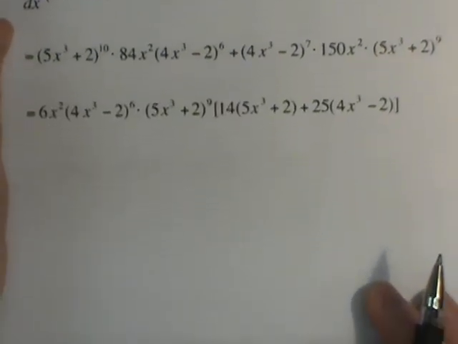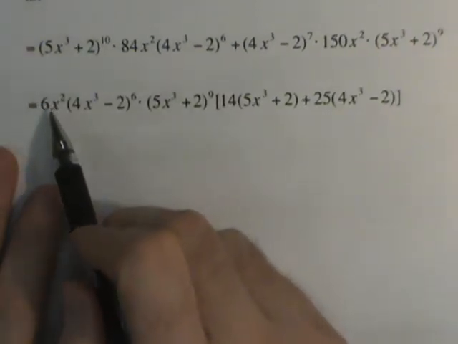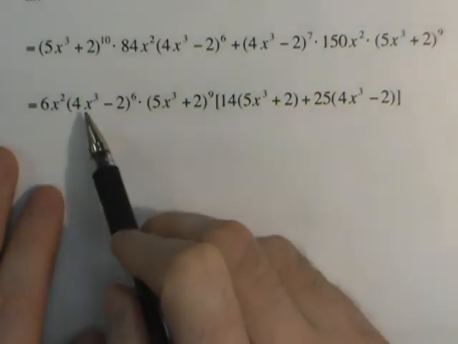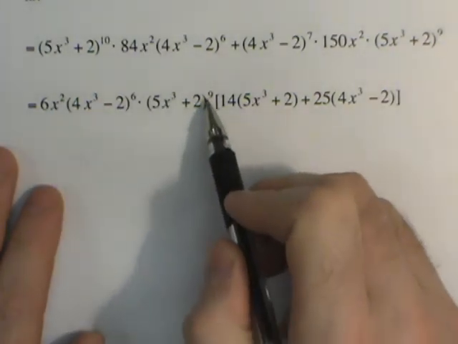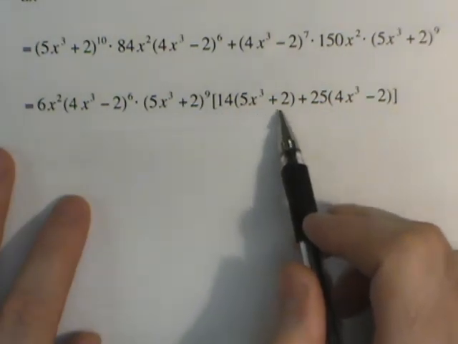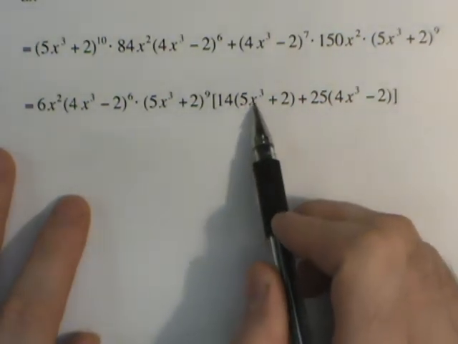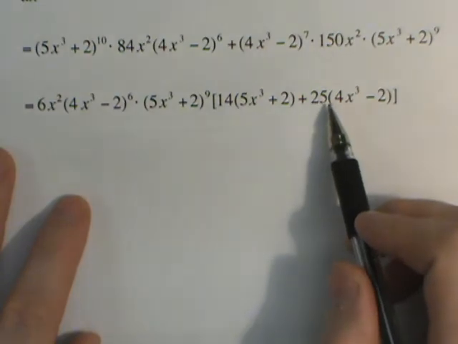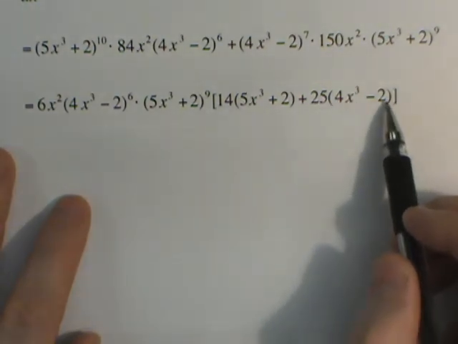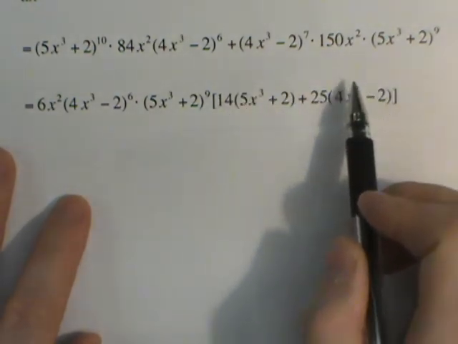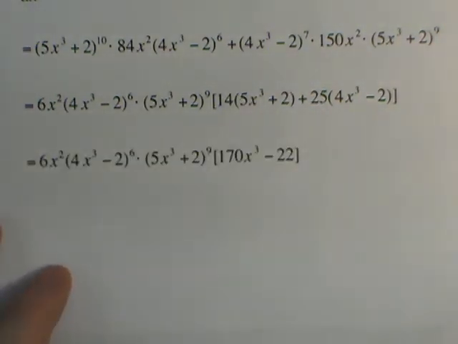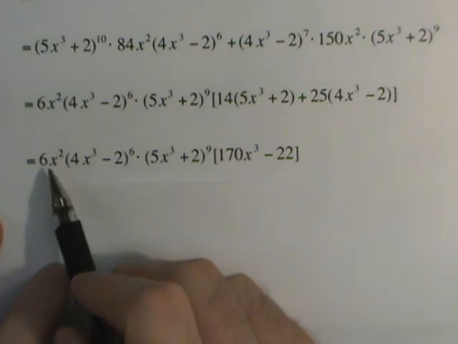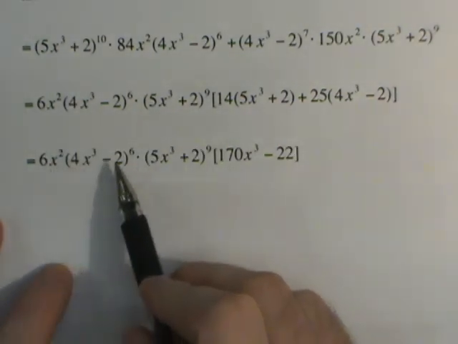As I pull out what they have in common, I factor out a 6x squared, a 4x cubed minus 2 raised to the 6th, a 5x cubed plus 2 raised to the 9th, and it leaves me with 14 times 5x cubed plus 2 plus 25 times 4x cubed minus 2. What's in these brackets here can be distributed, and then I can combine like terms, and ultimately that's what I did. And so I am left with a series of products.